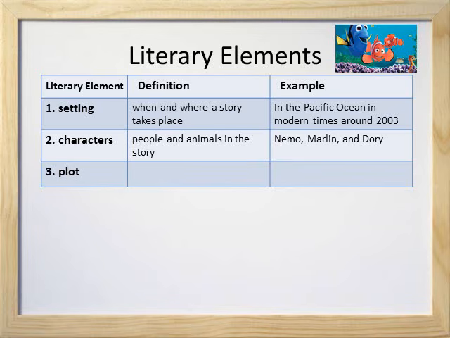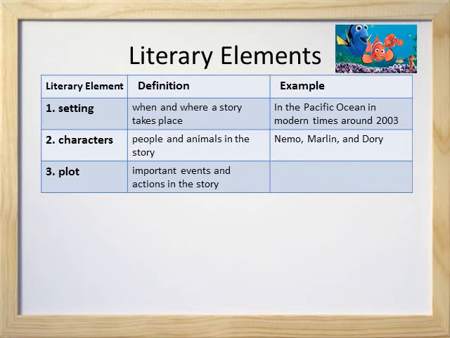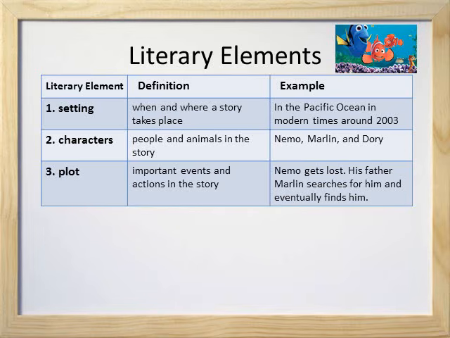Our next literary element is plot. A plot includes important events and actions in the story. For example, in Finding Nemo, 3 important plot events include that Nemo gets lost, then his father Marlin searches for him and eventually finds him. The plot includes more events than these 3, but these 3 are the most important.